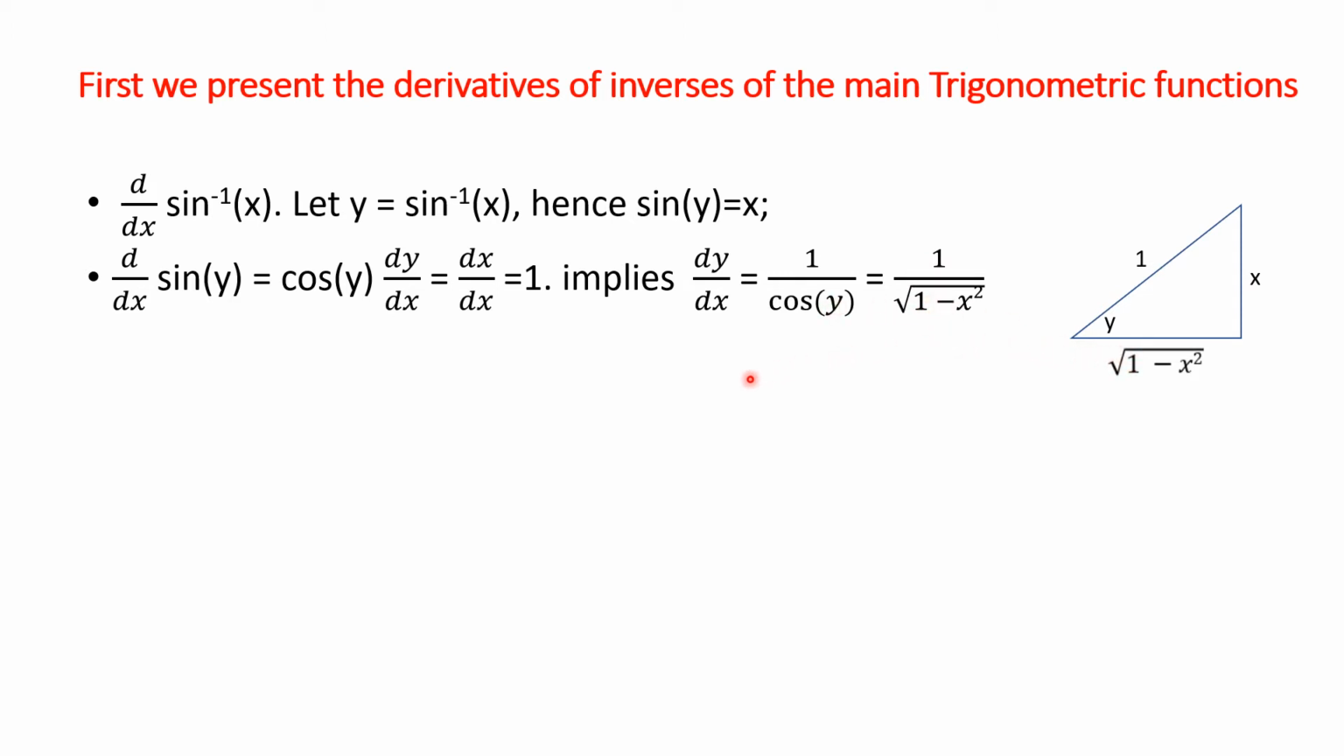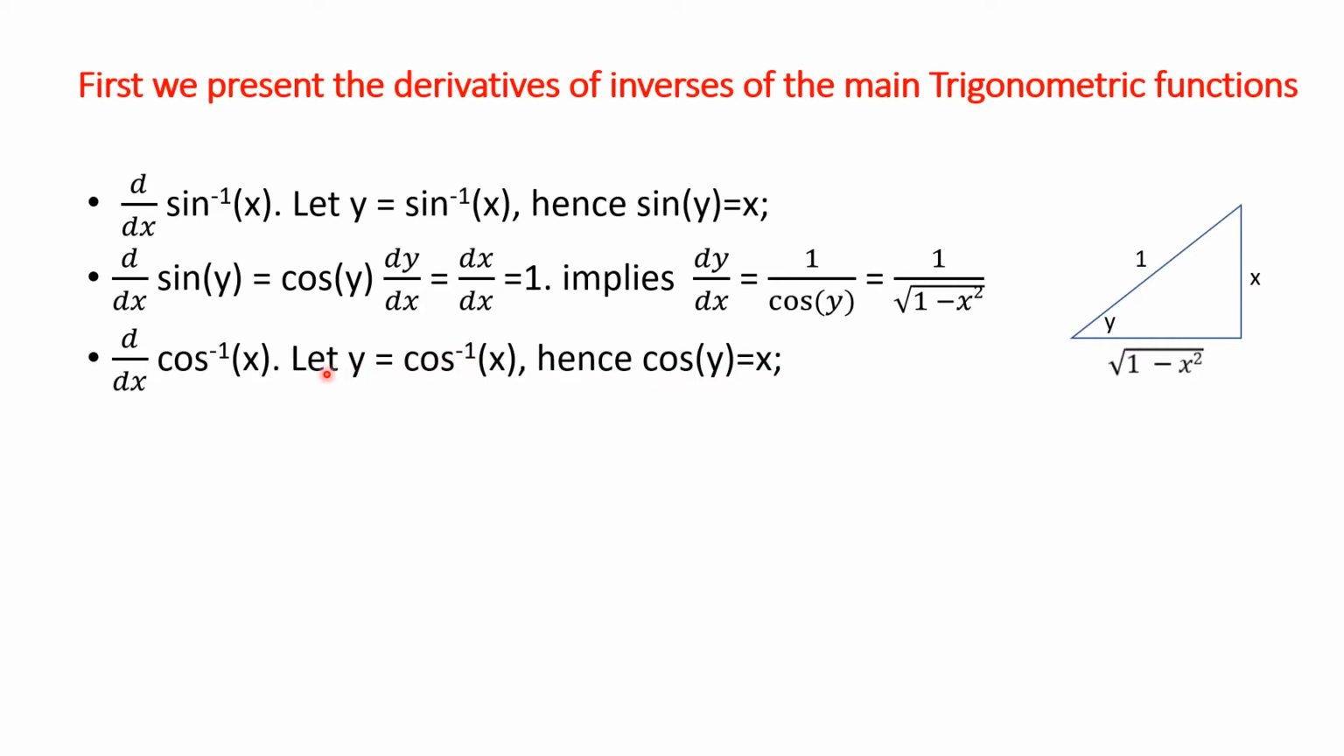Now let's go ahead and get the derivative of cosine inverse of x. Also, we will let y equal cosine inverse of x, hence cosine y equals x. We're going to provide another triangle, and this triangle has the angle y, and the cosine of the angle y is the adjacent divided by the hypotenuse. So we're representing this equation also using this triangle.